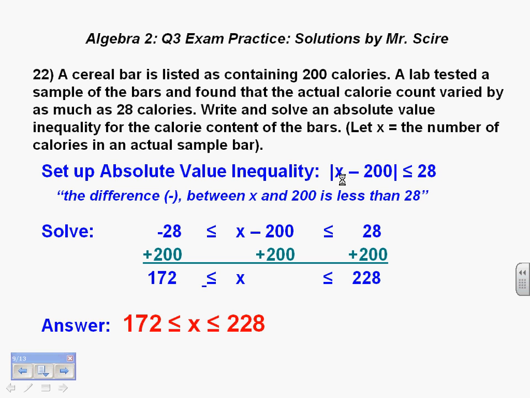Okay, so what we're saying is that the difference between a particular bar of cereal and the ideal of 200, the difference between those two is less than or equal to 28. So this is a less than inequality. We know how that sets up. So we put the quantity inside in between the negative of 28 and the positive of 28. Then we go ahead and solve by adding 200 all the way across, and we get our final answer of x is between 172 and 228. Okay, next problem.